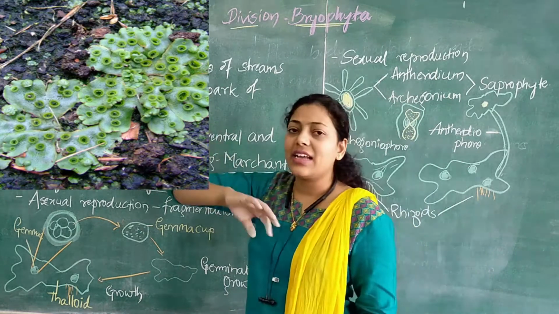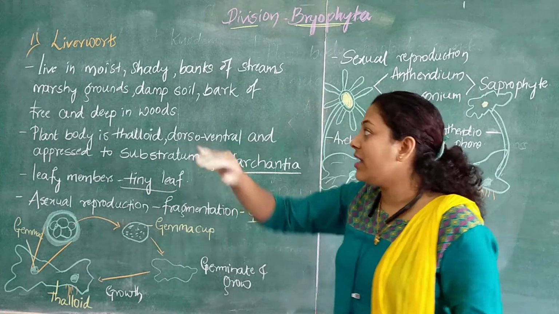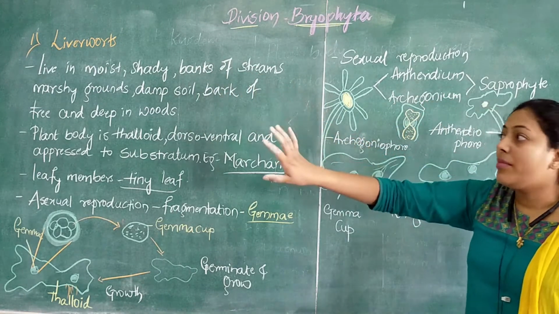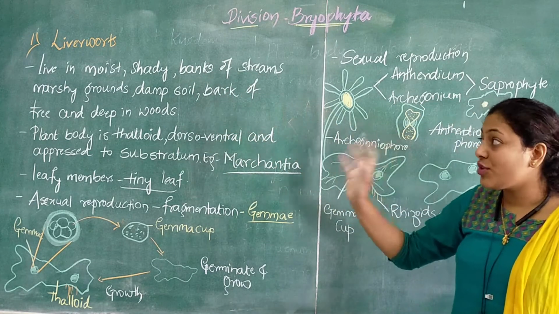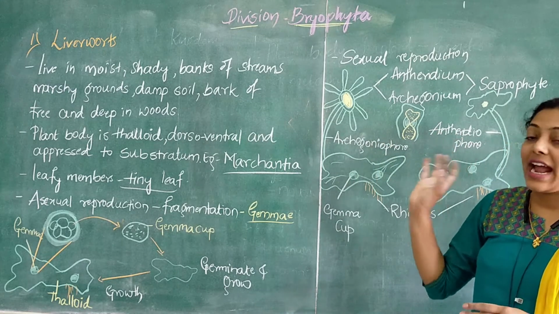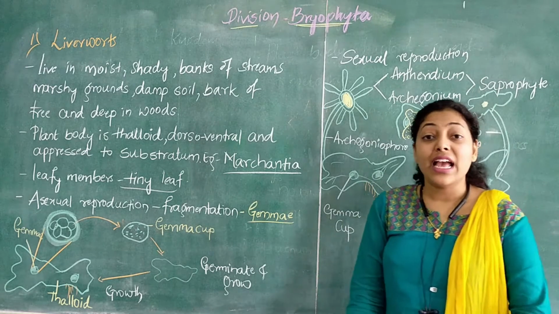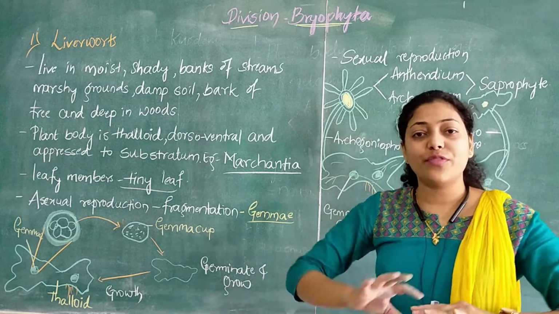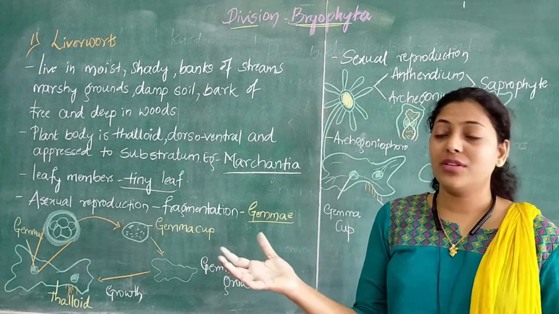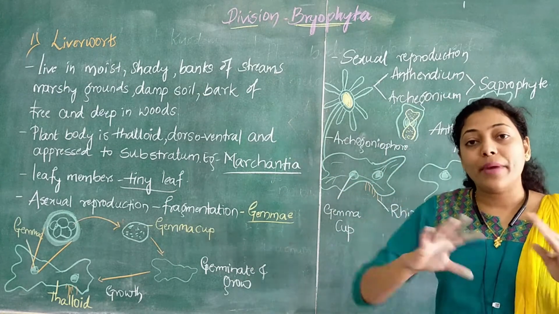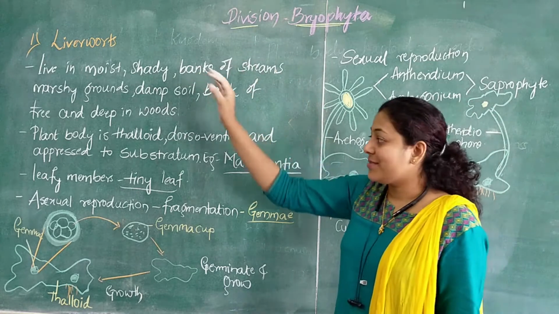Here they live in moist, shady banks of streams, marshy grounds, damp soils, bark of trees and in deep woods. So you can imagine how vast their habitat is. That's why we can say their number is very huge, because they inhabit many different places.